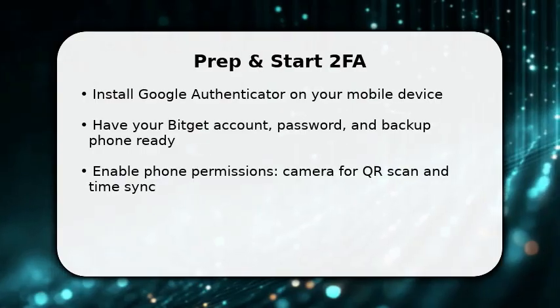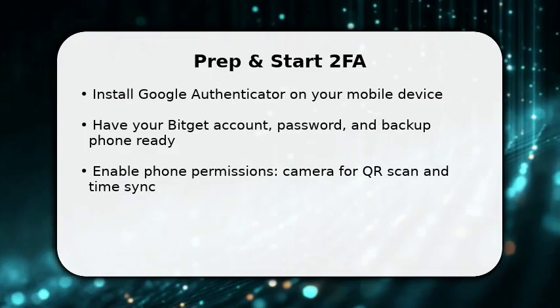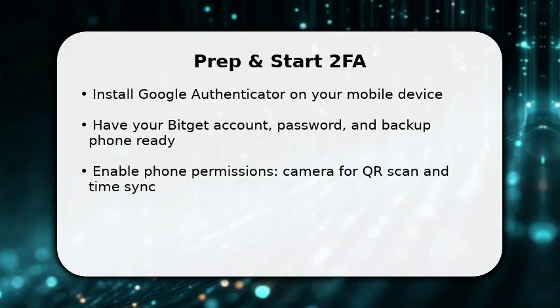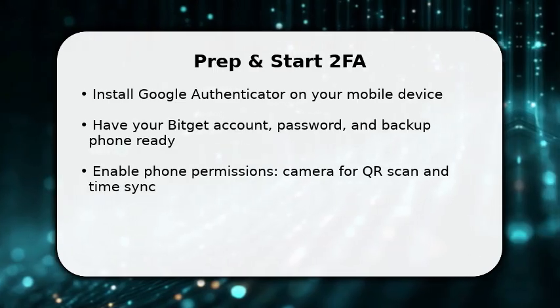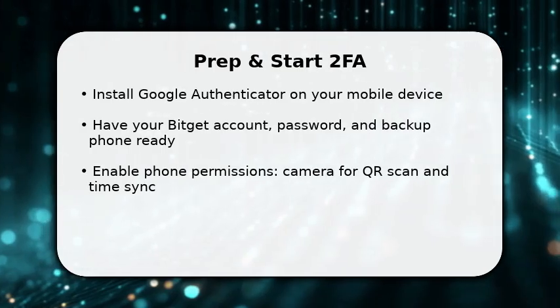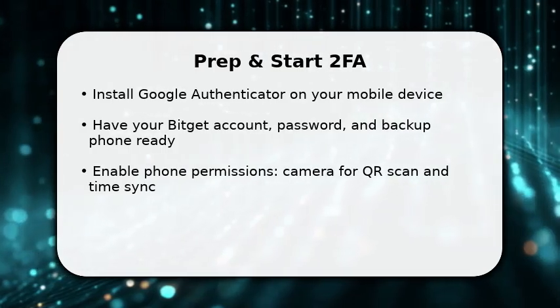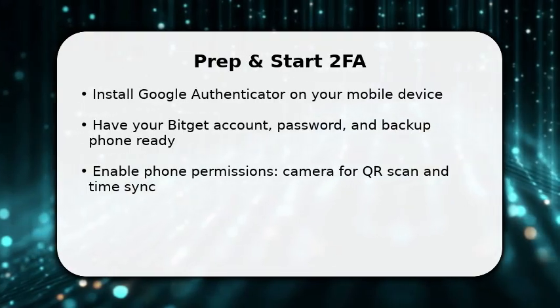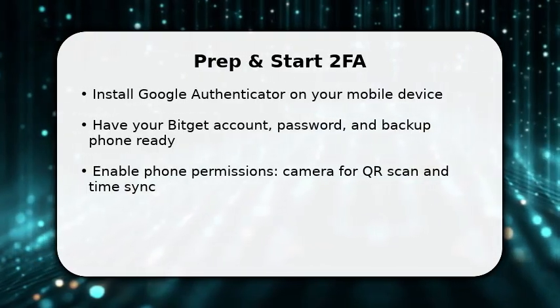You begin by preparing. Install Google Authenticator and sign into your Bitget account. Once logged in, go to Security Settings and choose Google Authenticator. You need the app ready because Bitget will show a QR code to scan. This is faster and less error-prone than manual entry. Make sure your phone's time sync is enabled because mismatched time causes codes to fail.